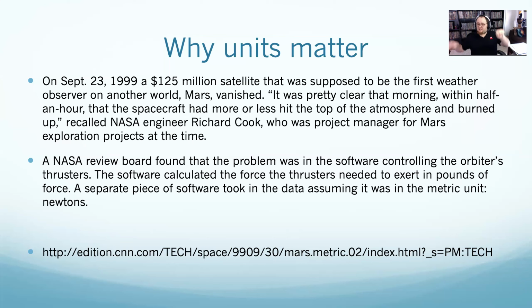So instead of the satellite going up and going around the planet, it went up, fired extra burners, and went full speed into the side of the planet, instantly destroying itself. $125 million gone. Because people didn't label their units.